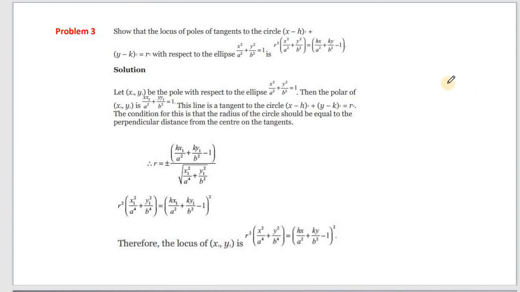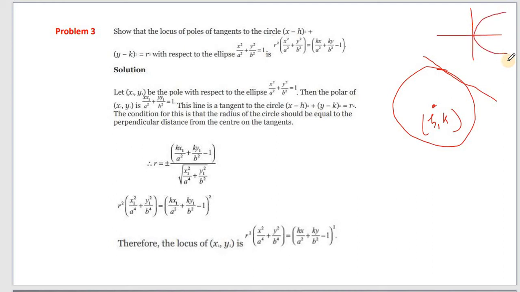you have a circle, and its center is (h, k), and you are considering a point, let (x1, y1) be the pole with respect to this ellipse, then its polar, right? So we have the polar to be a line. See that we have an ellipse.